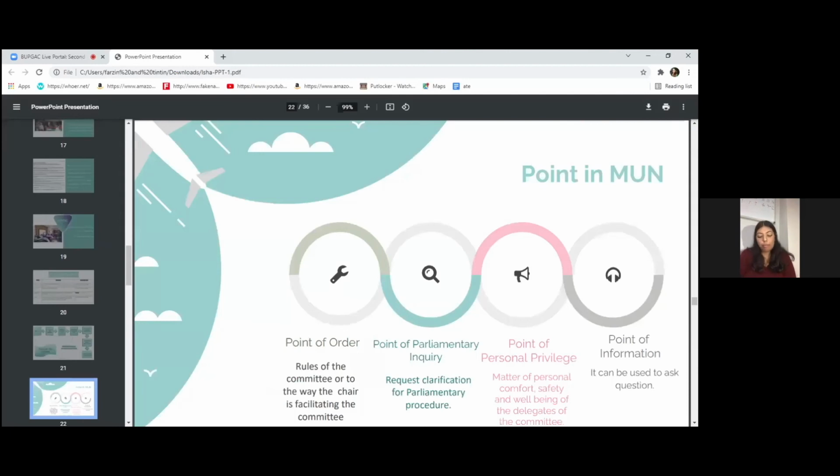Before, I spoke about motions: anything you do for the committee is a motion. You're raising a motion to start the GSL, an unmoderated caucus, discuss the draft resolution, or vote on the draft resolution. Everything that happens is for the committee session, right? So those are motions. However, points are for yourself. Points are for each and every delegate.